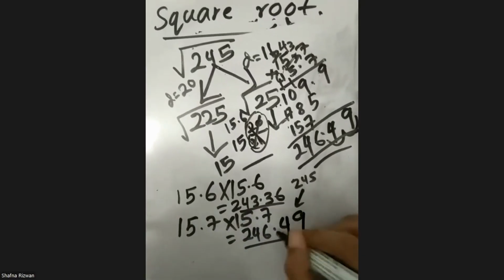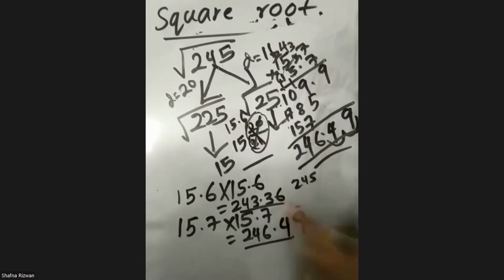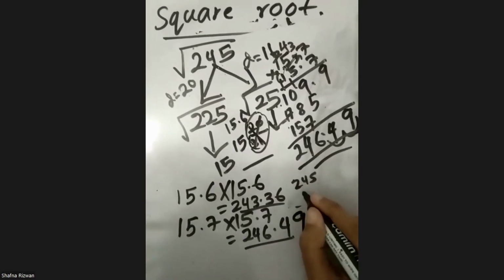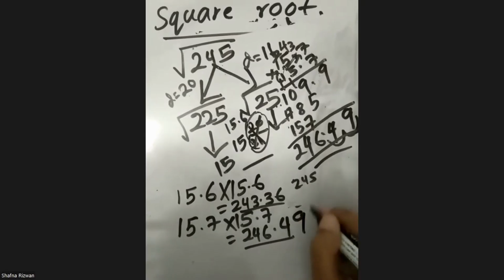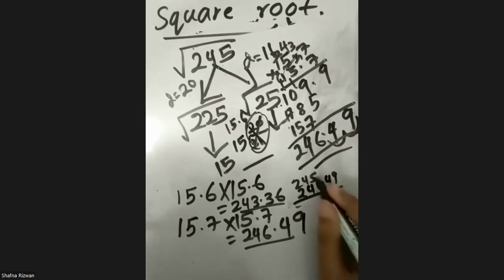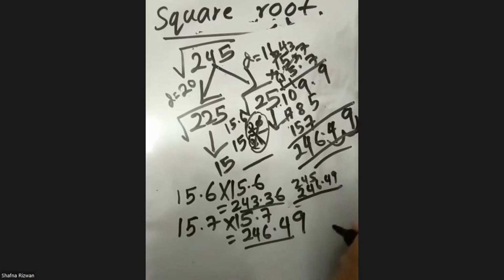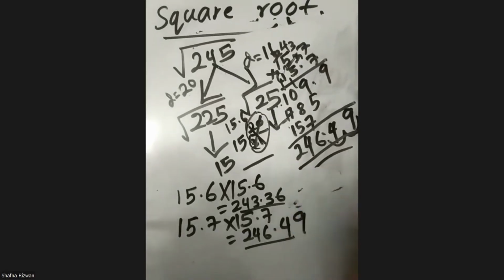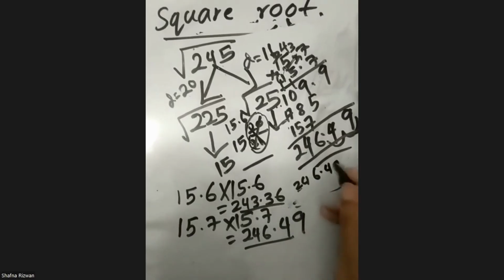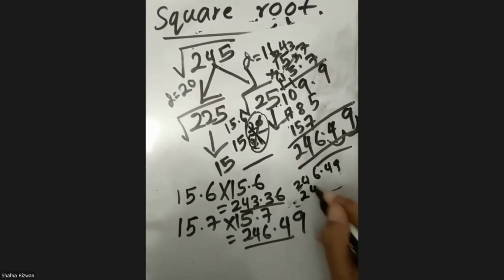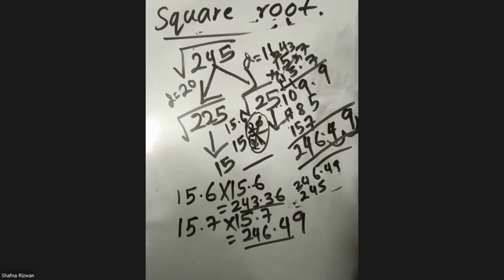See here, you can subtract and take the answer as well. So from 246.49 you have to subtract 245. So how much will you get as difference? Then how much will you get? 51. Okay, did you understand?